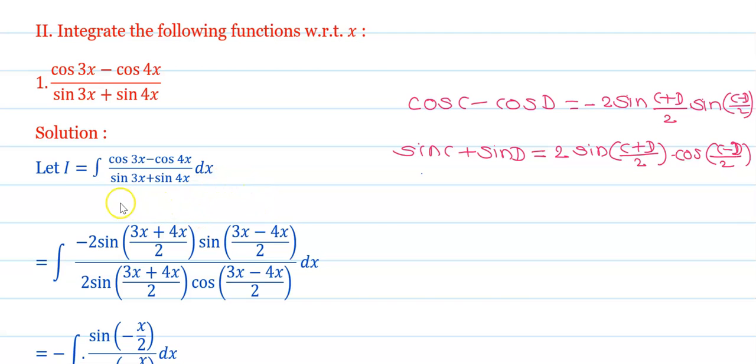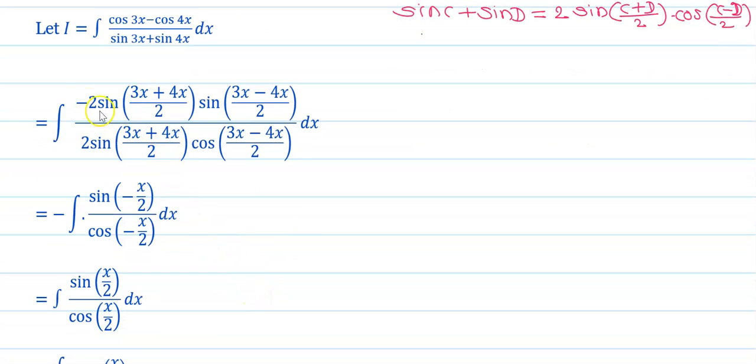By using these two formulas, that is minus 2 times sine of c plus d, means 3x plus 4x upon 2, into sine of c minus d, 3x minus 4x upon 2, upon sine c plus sine d, means 2 times sine of c plus d upon 2, 3x plus 4x upon 2, into cos of 3x minus 4x upon 2. Now the next simplification. Sine of 3x plus 4x upon 2 gets cancelled from the numerator and the denominator.